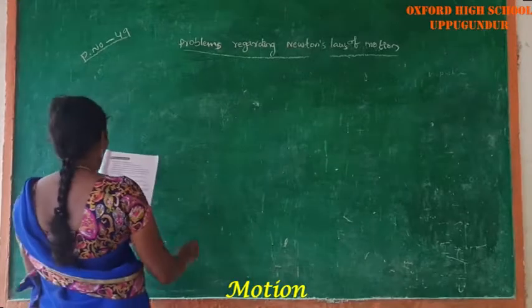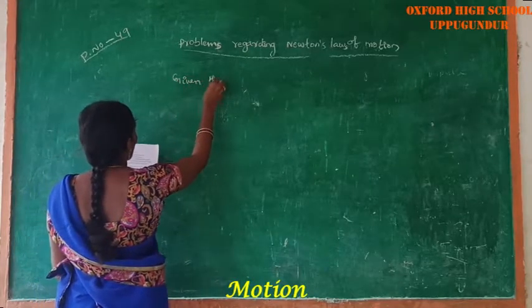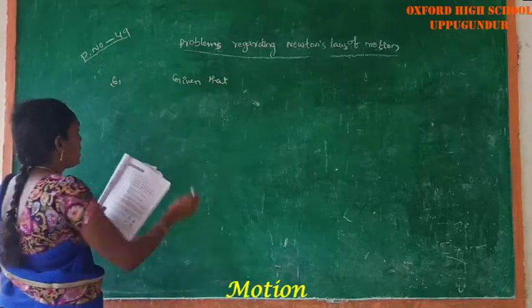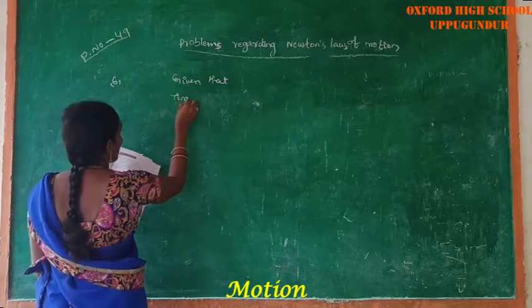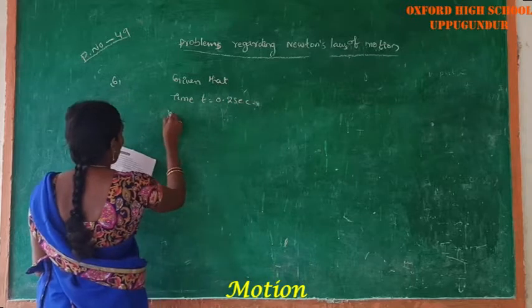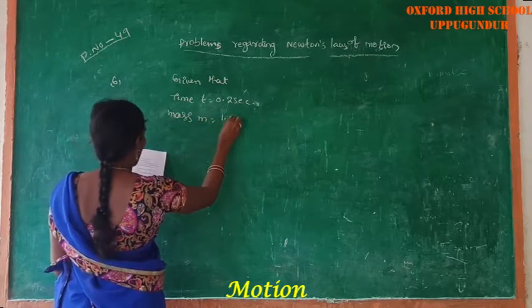Now first you have to write what is given in this problem. Given that, see problem number 6, time t is equal to 0.2 second and mass of the body m is equal to 1.4 kg.